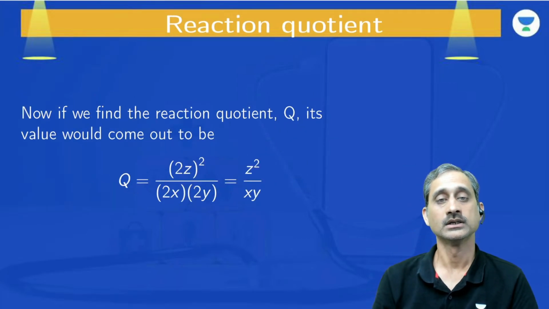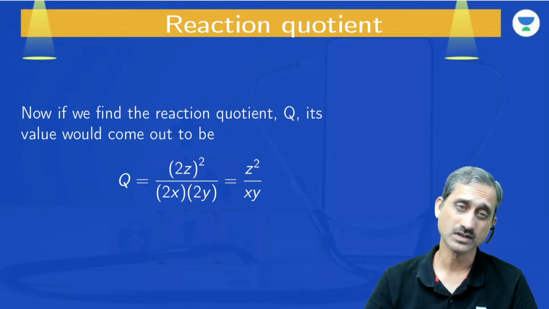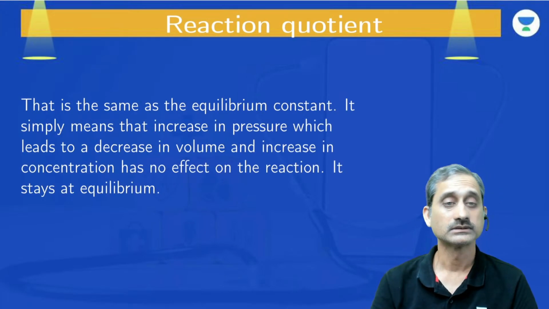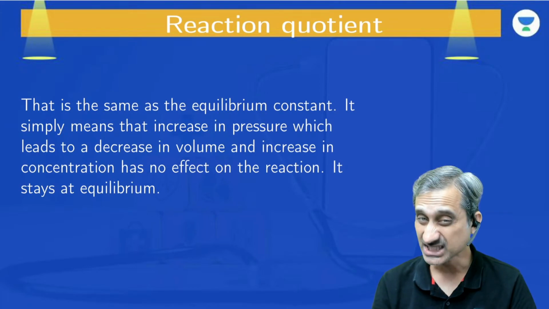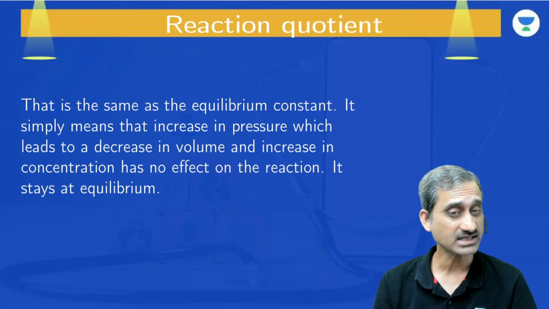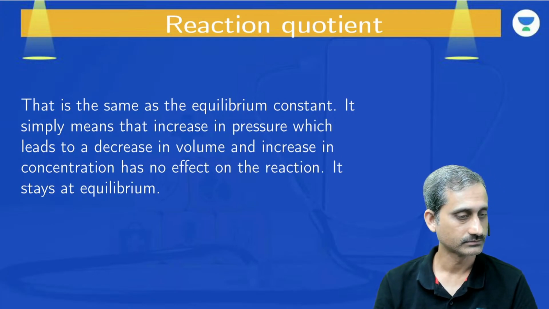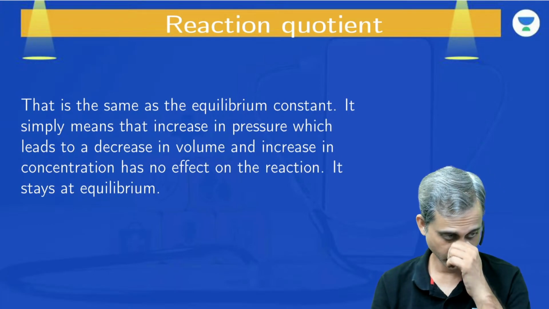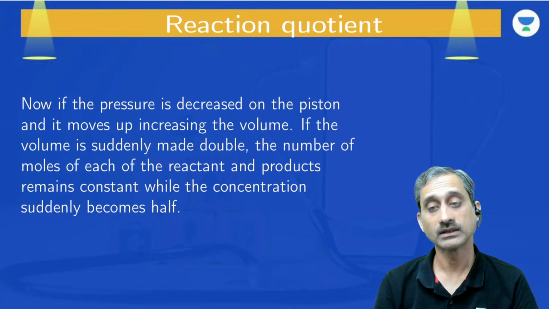Okay. Now, I find the reaction quotient remains the same as the equilibrium constant. It simply means the increase in pressure, which leads to a decrease in volume and increase in concentration, has no effect on the reaction. It stays at equilibrium. Fine. So this particular reaction does not change with pressure change.